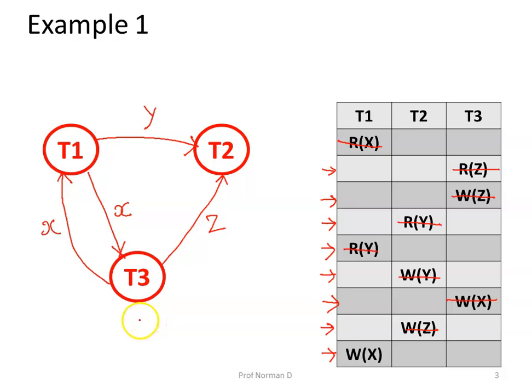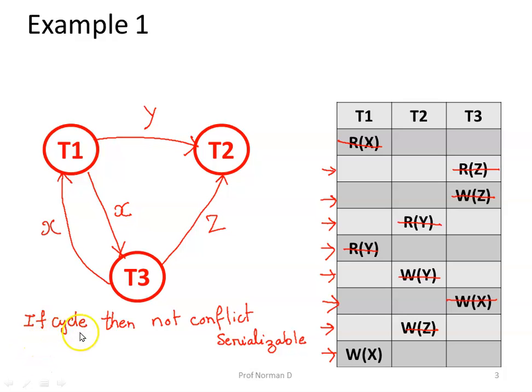So what does this cycle indicate? This cycle indicates that it is not conflict serializable. So if a cycle exists, then it is not conflict serializable. That means we cannot have an equivalent serial schedule for this example. We see some more examples.